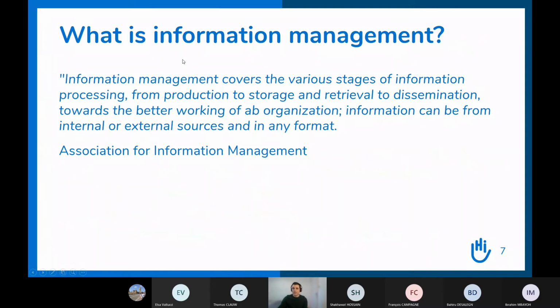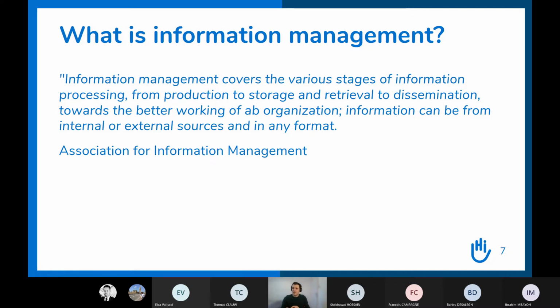So I just want to give you a definition of information management, because this seminar is about information management. I want to tell you the definition that we use in HI. This definition is from the Association for Information Management. And actually, you will see that there is no really official definition of information management. If you look at different places, there is not one thing that everybody uses and that is the same everywhere. Everybody has their own definition.